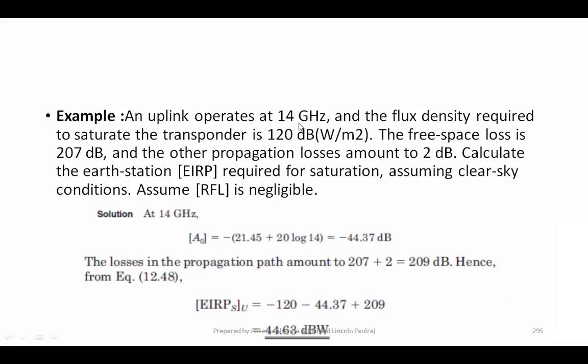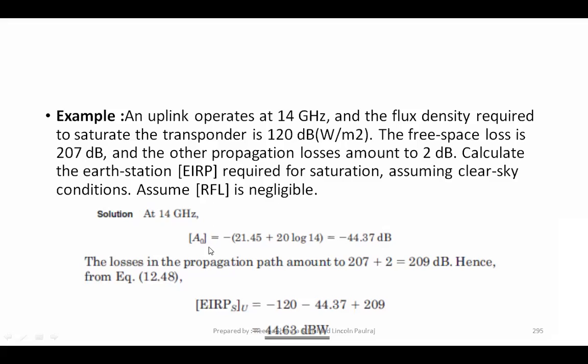The uplink operates at f equal to 14 gigahertz, and the flux density required to saturate the transponder is about minus 120. The free space loss is about 207 decibels, and the other propagation losses are about 2 dB. When they say other, you just have to take this as a loss. You cannot specifically say which loss this 2 dB is for. Clear sky conditions are assumed, and they tell us to take the RFL as negligible, which means do not consider it at all.